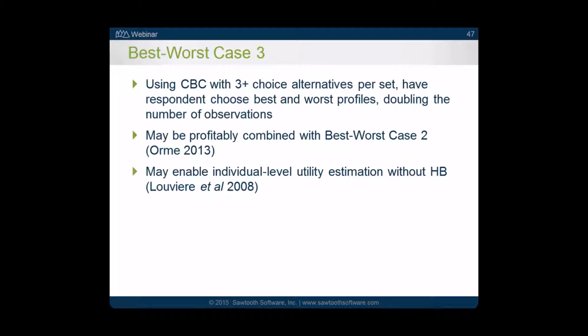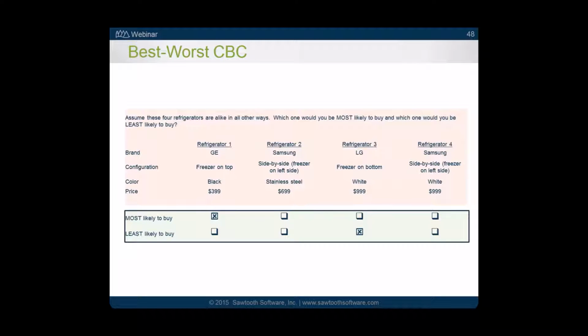Finally, there's a thing called best-worst scaling case 3. Basically, it's a choice-based conjoint with three or more alternatives per set, and we have the respondent choose the best and worst profile. So here's an example, our refrigerator study again. We show respondents refrigerators 1 through 4. Each of them differs in terms of 4 attributes, and the respondent gives us a best and worst response.